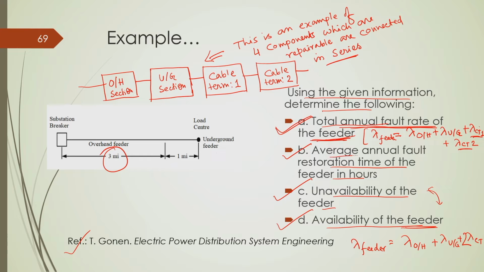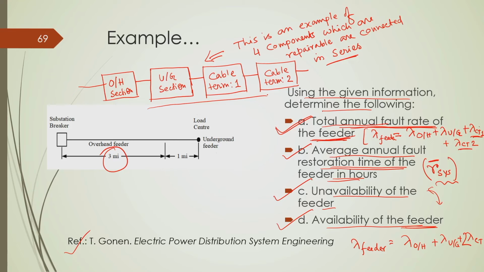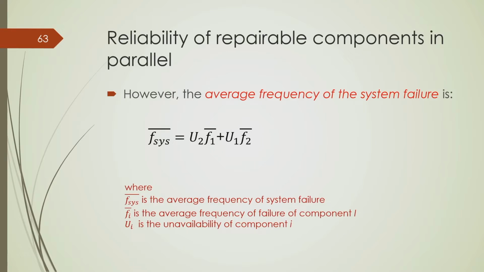Now, second is the average annual fault restoration time of the feeder in hours. Average annual fault restoration time is equal to R C bar. That represents the average annual fault restoration time or fault repair time. Now, how to determine this R C bar for having 4 subsystems or 4 components which are in series and which are repairable. So, let me go back again and check the formula.